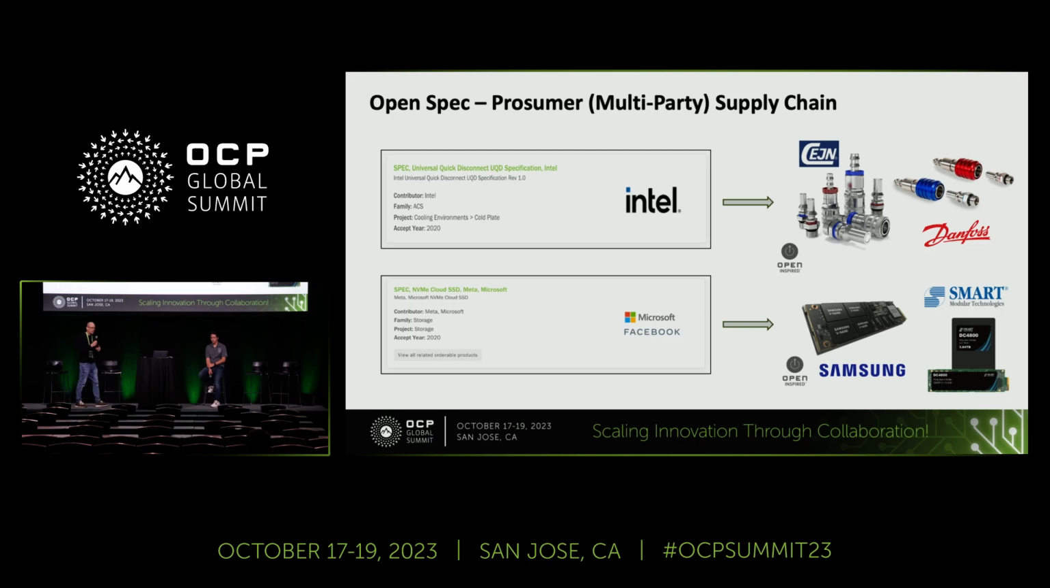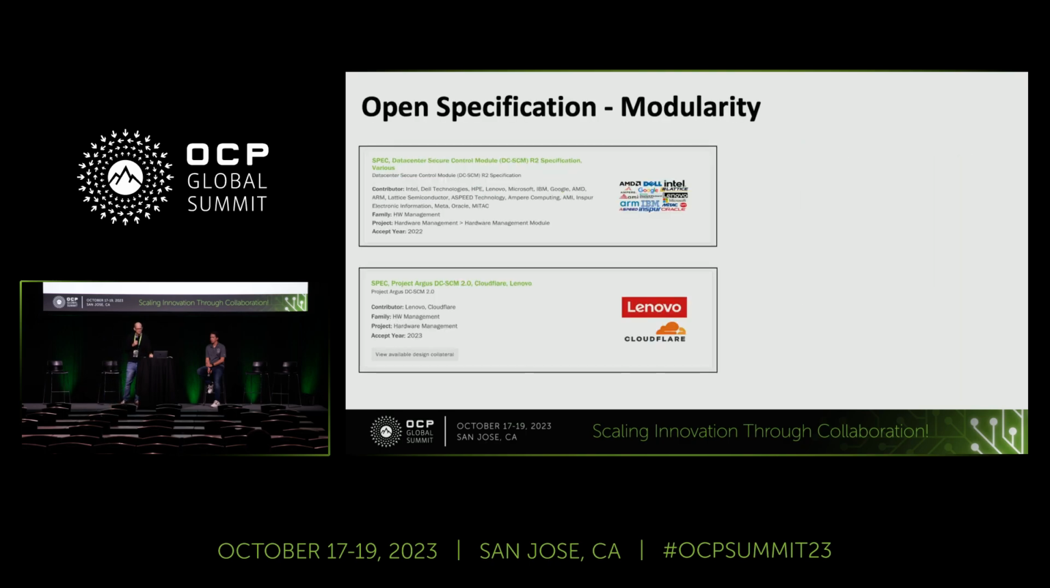And the bottom is another great example. This is the NVMe cloud storage SSD, and Samsung being the first to market on our marketplace, and then followed by Smart Holdings following that. So again, specs written by someone else, a multi-vendor supply chain to help fulfill that.